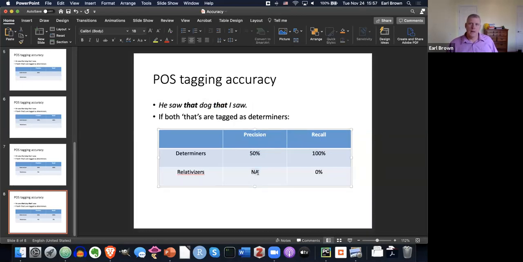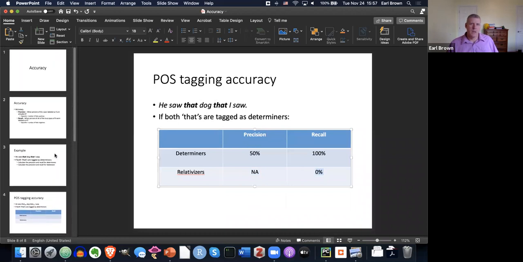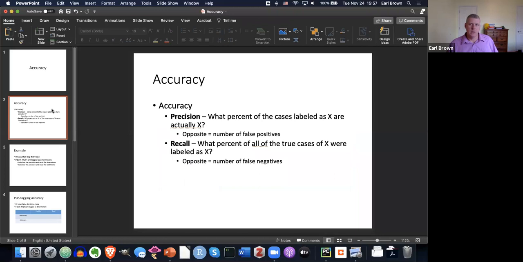Relativizers, well, we didn't get any relativizers back, so it doesn't make sense to think about precision for relativizers because the system tagged both as determiners. None were tagged as relativizers. And the recall for relativizers is 0 because there is one relativizer and it was not grabbed. So the recall is 0. It was not retrieved. Okay. So that's a quick rundown of precision and recall in measuring accuracy of searches.